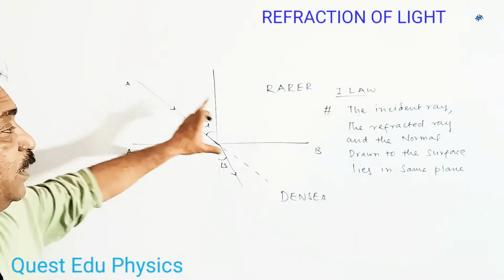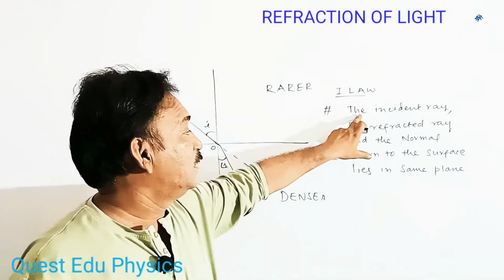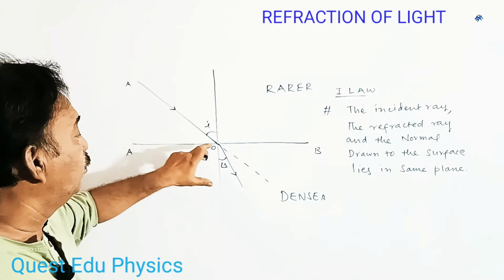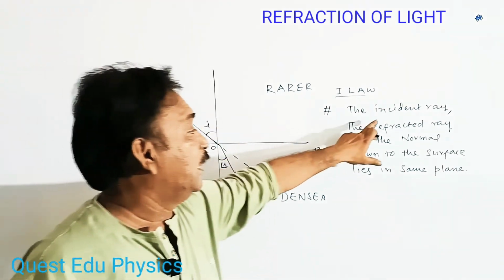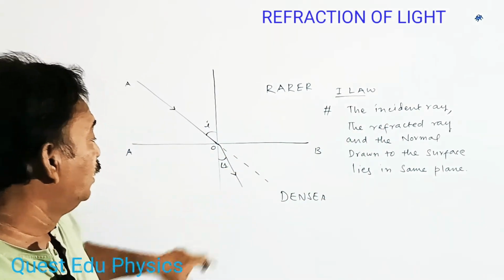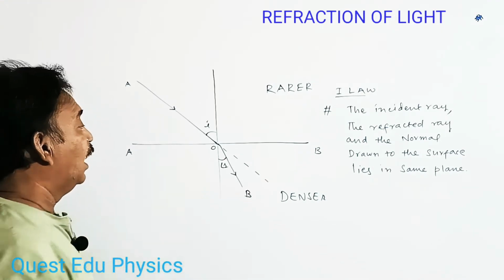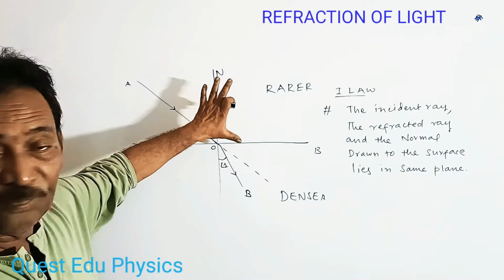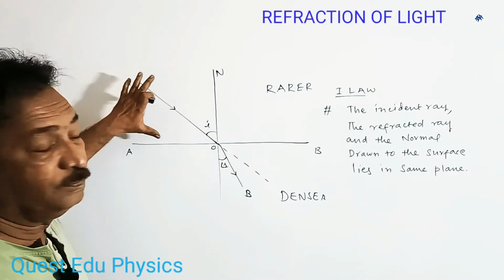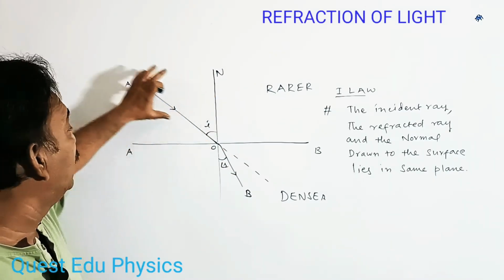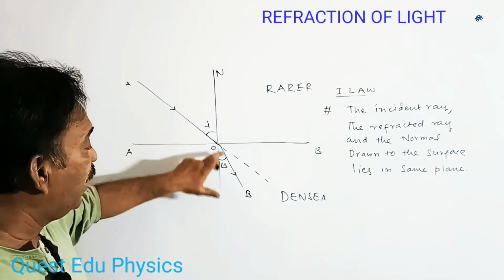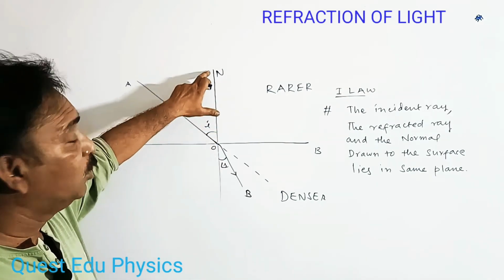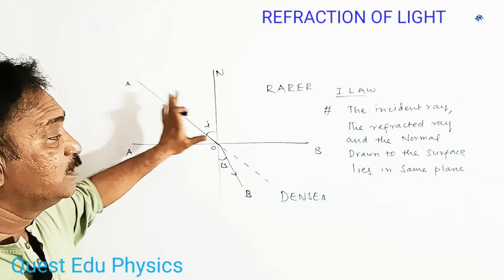If you apply the same thing, the first law, what is that? The incident ray, this is the incident ray, OA is the incident ray. The refracted ray, OB, is the refracted ray here. And the normal, and they lie in the same plane. It is the first law. Okay, students, telling us that the incident ray, the refracted ray, and the normal drawn to the surface lie in the same plane is the first law.